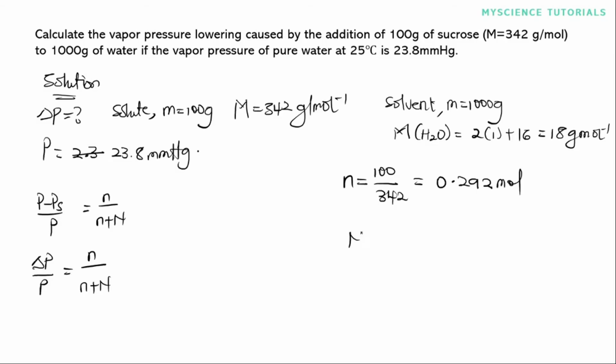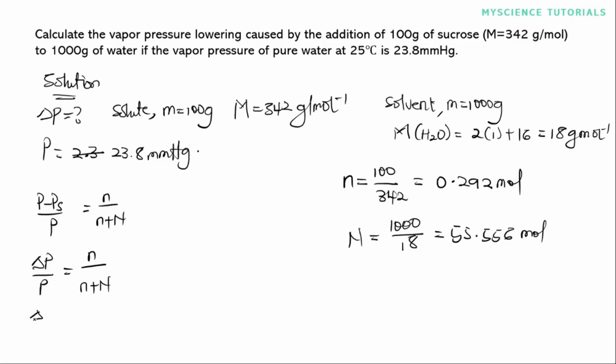Alright, so let's find capital N, which is the mole of the solvent. So we have 1000 grams of the solvent over 18, which is the molar mass of the solvent. So if we do that, we are going to get 55.556 mole.